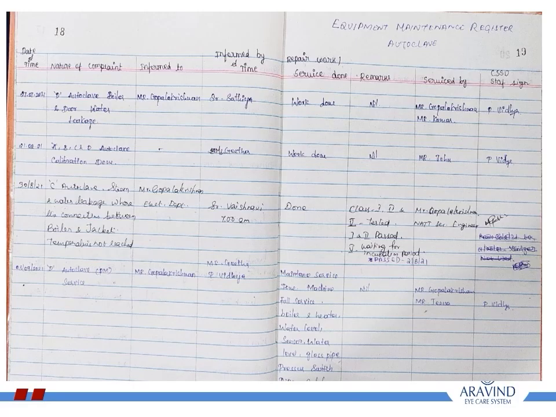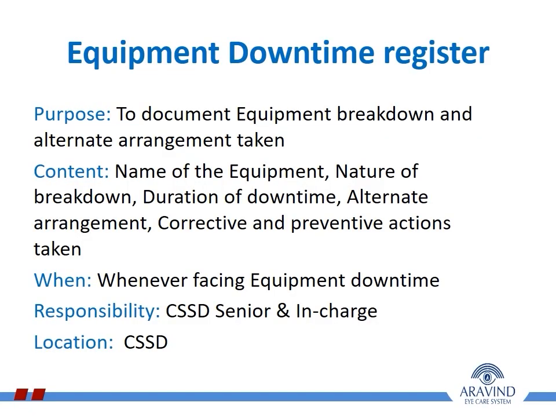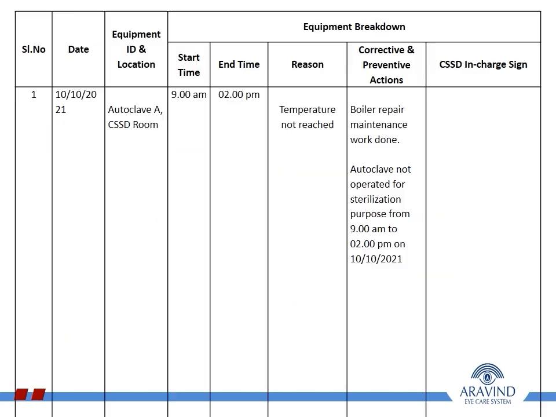Similar maintenance by the CSSD department is also shown in this slide. Next is the equipment downtime register. The purpose of this is to document equipment breakdown and alternate arrangements that have been made. It contains the name of the equipment, nature of breakdown, duration of downtime, alternate arrangement, corrective and preventive actions that were taken. The entry is done when facing equipment breakdown. The entry to be made is shown in this picture.